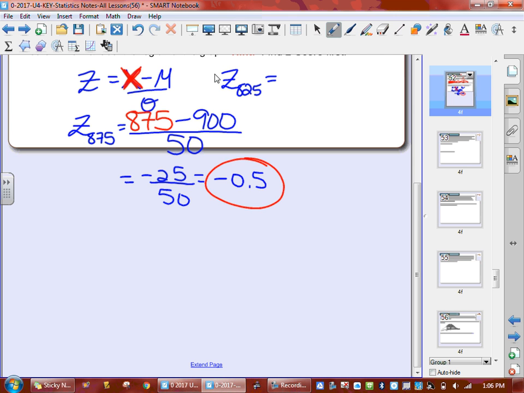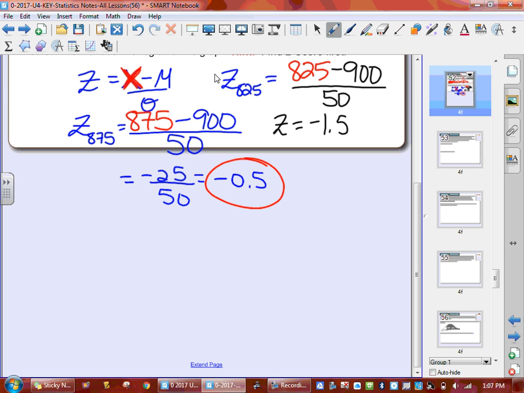The other z-score is 825. We're going to do the same process: subtract the mean, and divide by the standard deviation of 50. So z-score number 2 here is going to be negative 1.5, is what we're going to find out, because we get negative 75 over 50. And then when we divide it, we get negative 1.5.